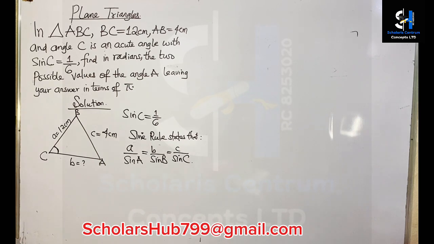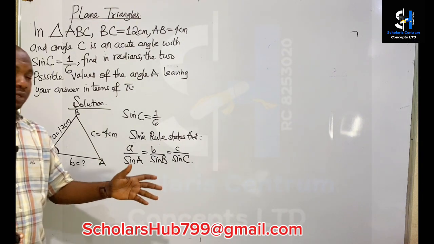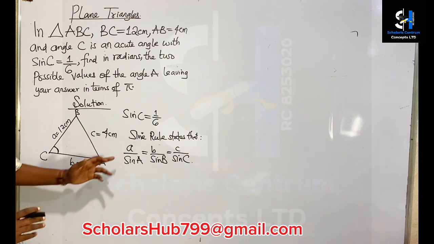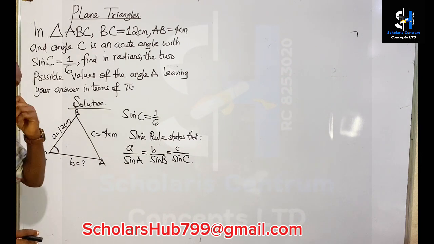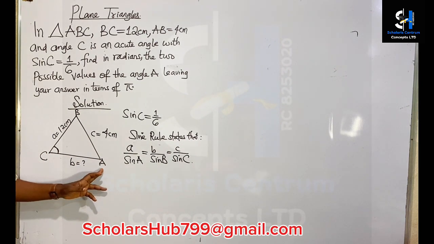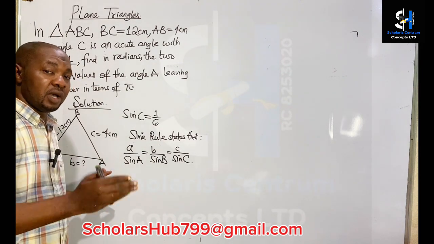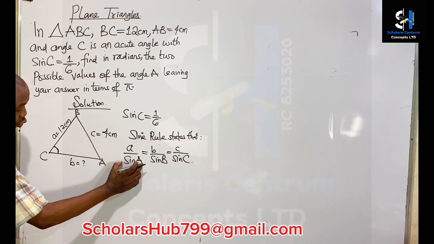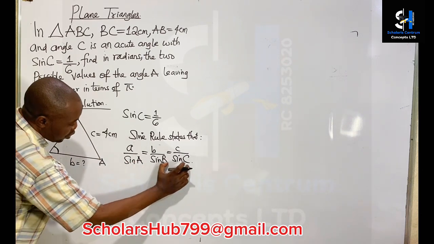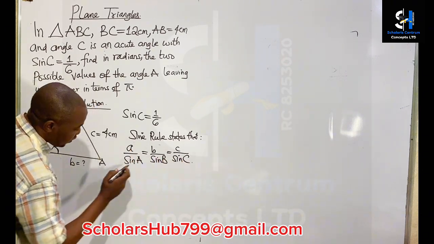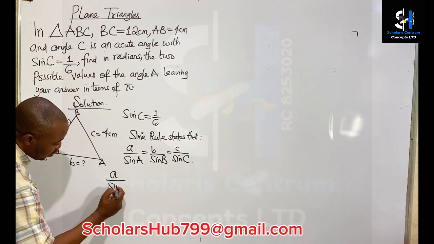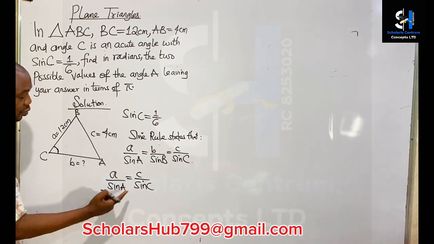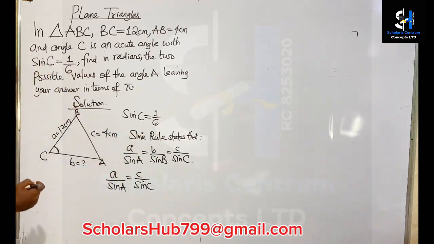Now let's check what we are given and see where to start from. We have a over sine A. Remember we want to determine the two possible values for angle A. So we're going to equate this fraction and this fraction. So we have a over sine A equals c over sine C, because we are given sine C to be 1/6.